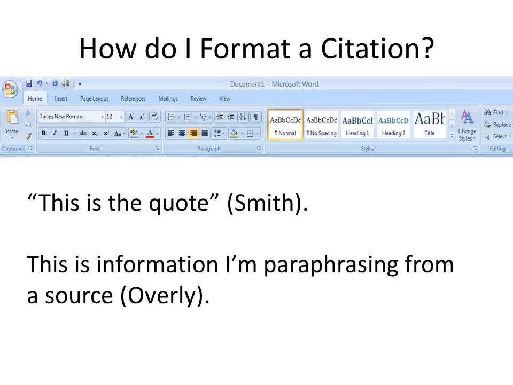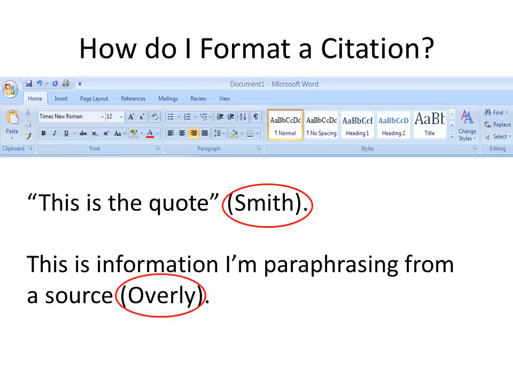When you format a citation, whether it's a quote or a paraphrase, you end your sentence completely, and at the end, you open the parentheses, put in the name or the last name of the person who wrote the source, close the parentheses, and then put the period, as you can see here with Smith.